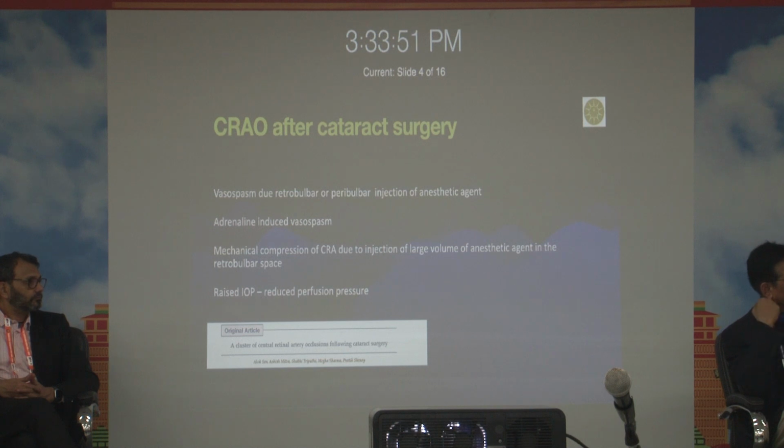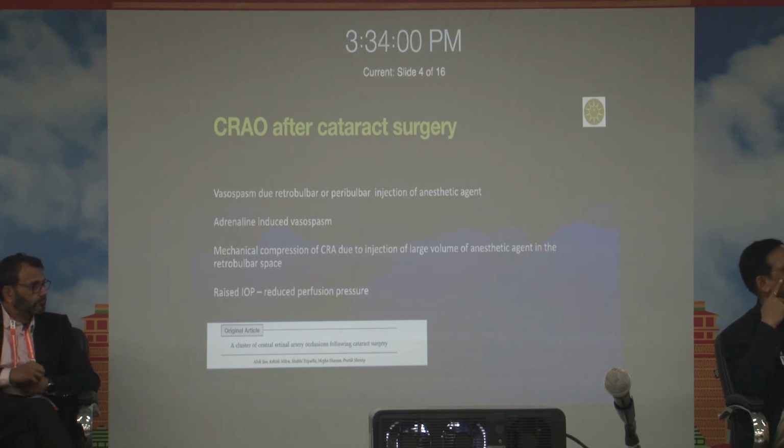Just a question: once you gave the injection, was it a difficult cataract surgery? All these patients had PCR, the ones which we had reported, right? Okay, so that means there had been a little bit of difficulty. Yes, sir.